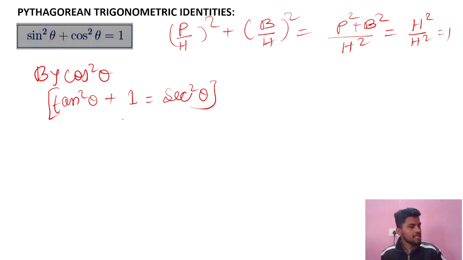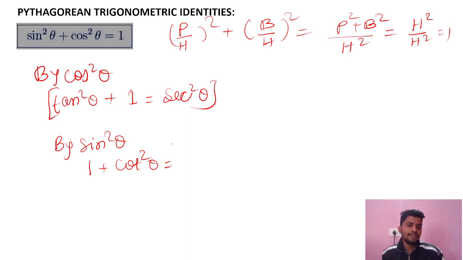Okay. Next, if we divide by sine square theta, then what we will get? Sine square by sine square will be 1. Cos square by sine square will be cot square theta. So 1 plus cot square theta is 1 by sine square, and 1 by sine square is cosec square theta. So it is also another Pythagorean trigonometric identity. So there are 3 Pythagorean trigonometric identities.